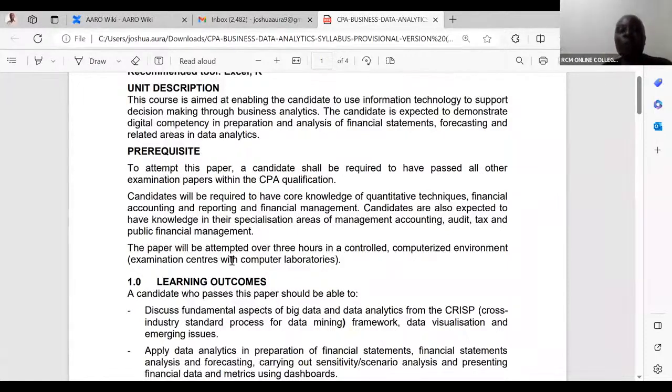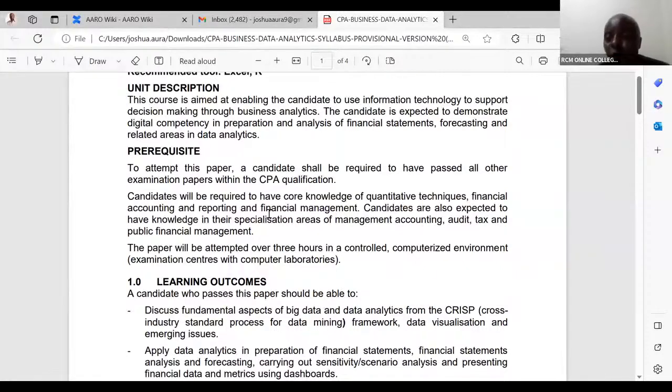Prerequisite. To attempt this paper, a candidate shall be required to have passed all other examination papers within the CPA qualification. So basically, it is an exit qualification. This is the paper that you do as you exit the CPA. After this paper, we shall only need you to do workshops, which we do within a month, and then you'll be able to get your CPA K.